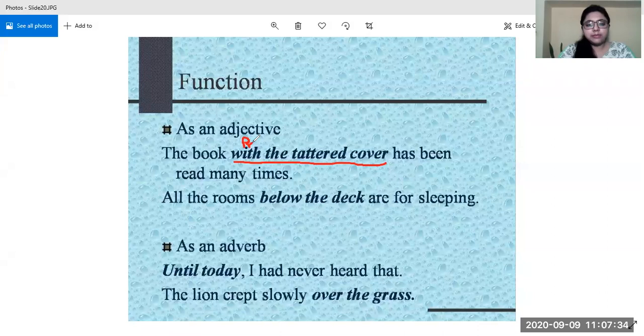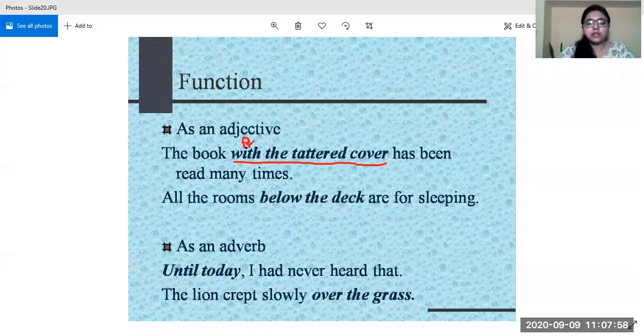The first example is, until today I had never heard that. So "until today" is telling us the adverb of time, the time at which the action has been performed. So this is again an adverb phrase, and since it begins with a preposition, it is a prepositional phrase as well.